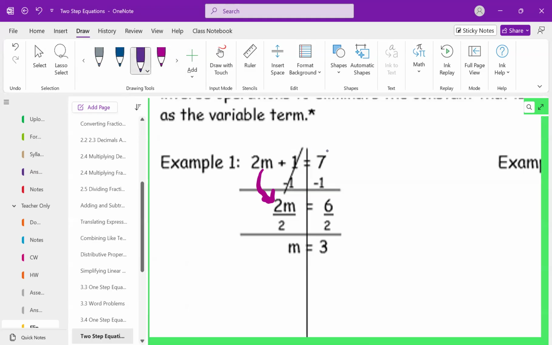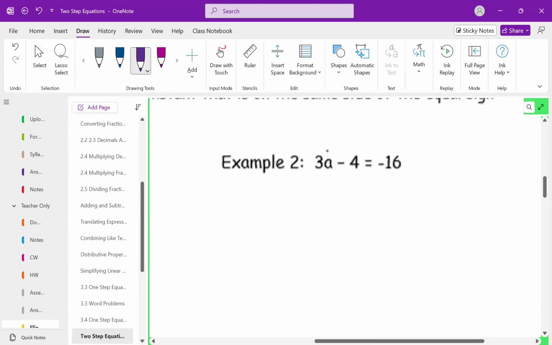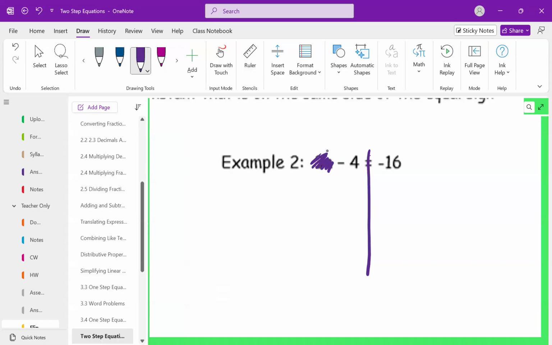All right. So let's try another one here. Example 2. We're going to put our line down our equal sign, cover up the variable term. So that's our variable term. What's the inverse of negative 4? Plus 4. So we're going to add that to both sides. So that 3a is going to come down. Our additive inverse is simplified to 0.